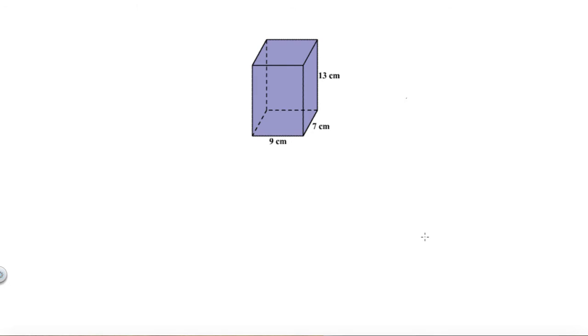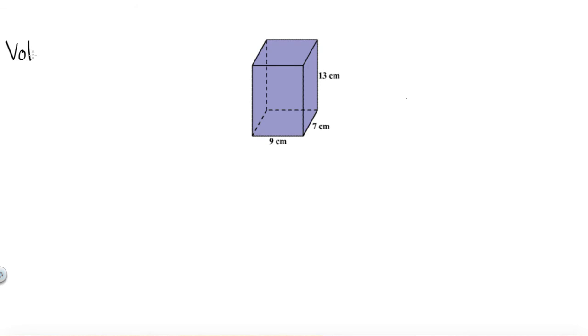Let's find the volume of this prism. So volume of a prism is defined as the total space occupied by a three-dimensional object. So it is the total space occupied by a three-dimensional object. In order to find the volume of a prism, we use the formula area of base times height.